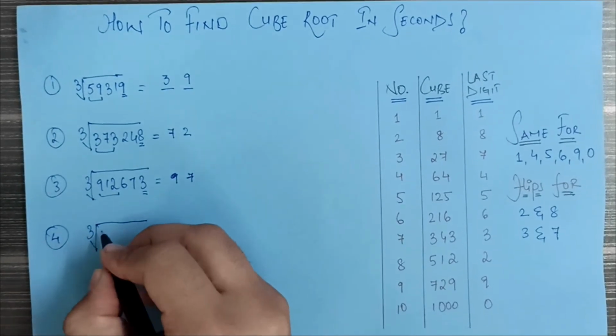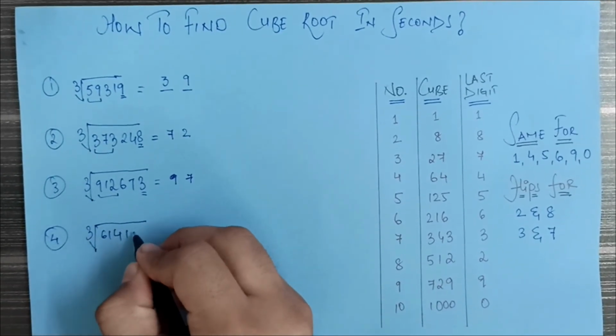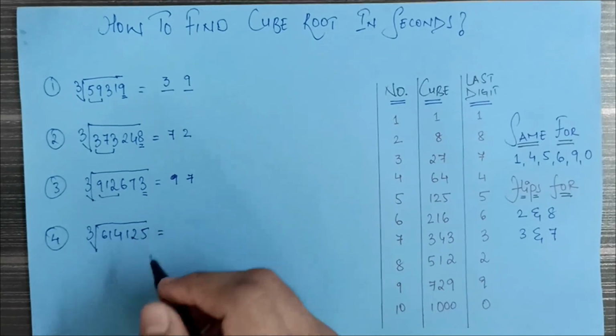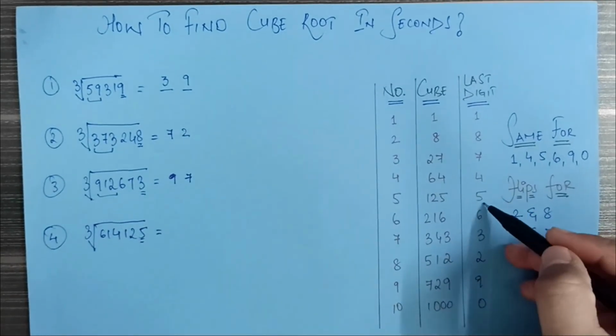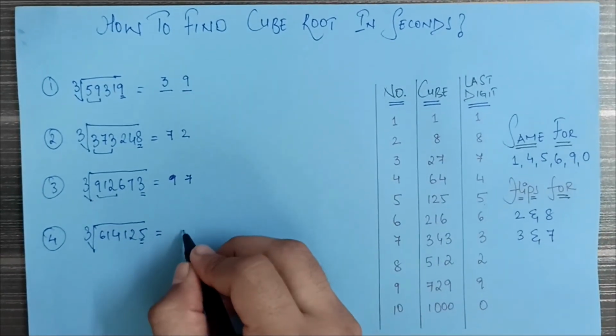Let's check out one last example. Let's try to find the cube root of 6,14,125. As you can see that the number ends with 5. Hence, the unit digit of its cube will be 5.